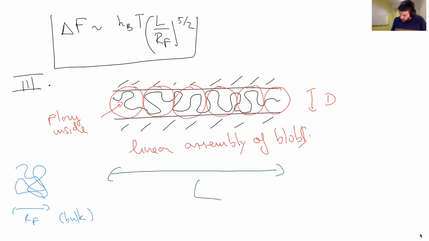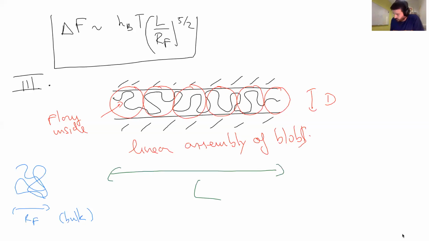All right. So let us now discuss the typical extent L of the confined chain. So according to you, what should I do to calculate L?